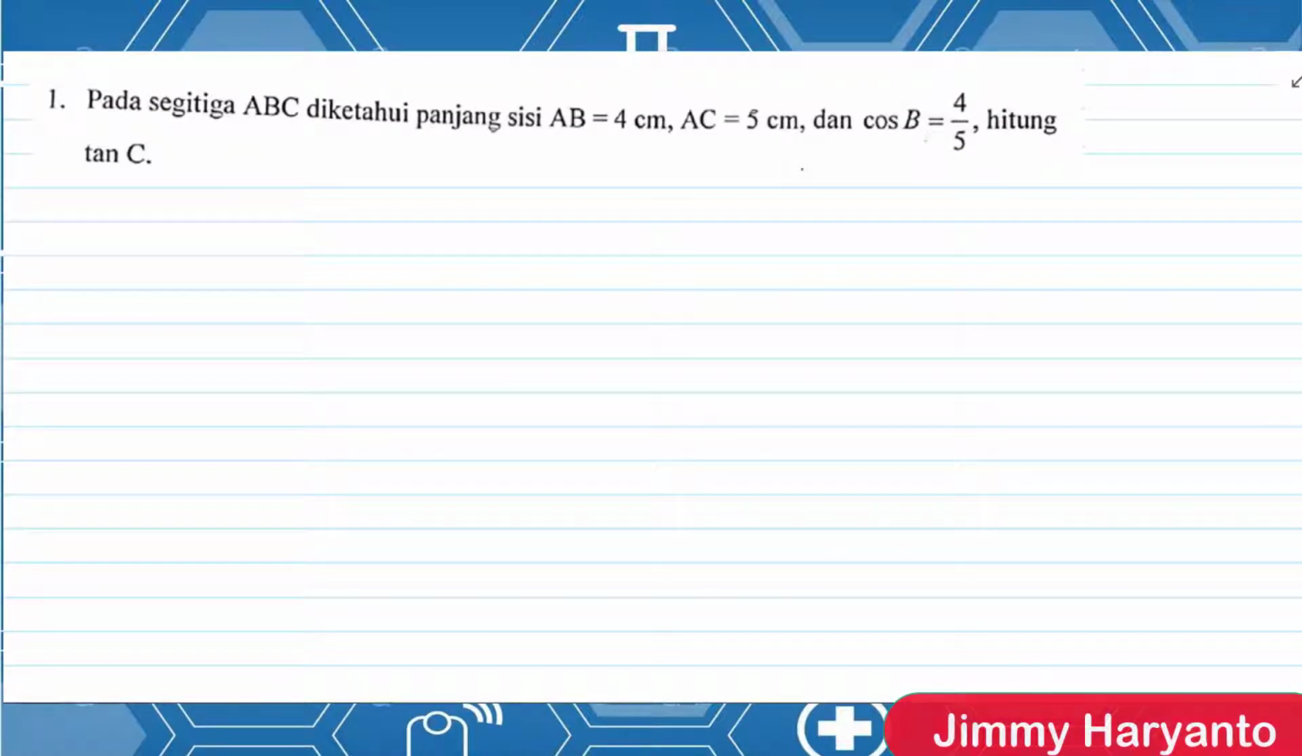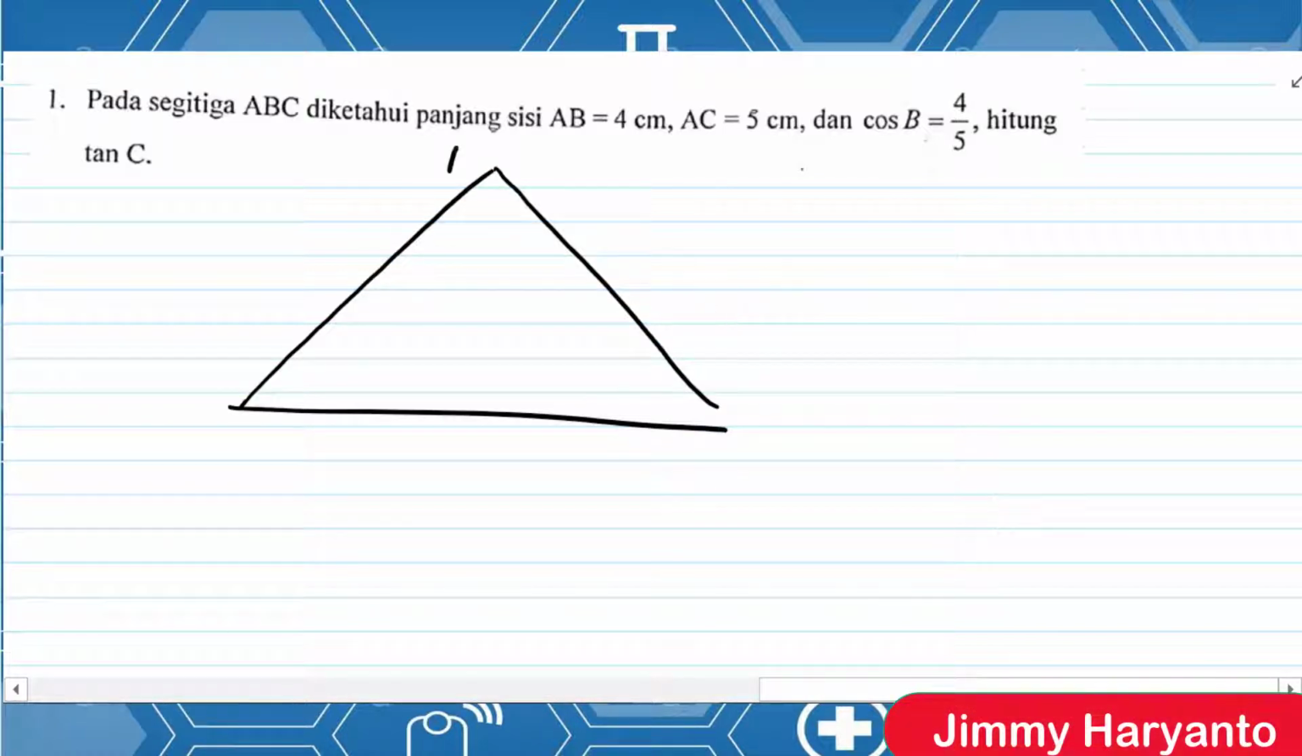Okay guys, this is the solution of your homework for number 1. In triangle ABC, given that AB equals 4 centimeters, AC equals 5 centimeters, and cos B equals 4 over 5, calculate tan C. First you have to draw the triangle like that. This is A, B, and C.